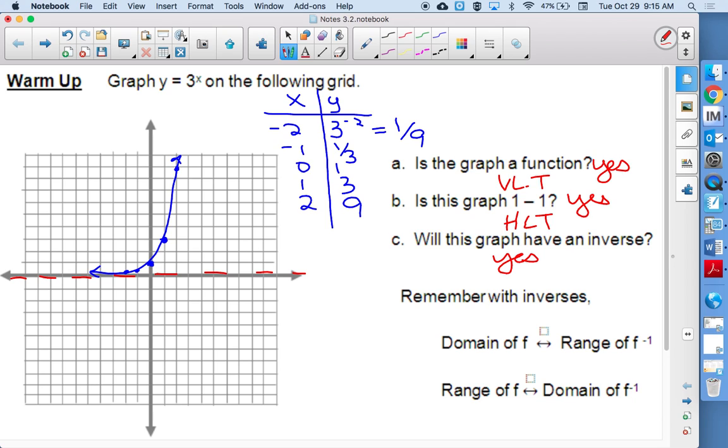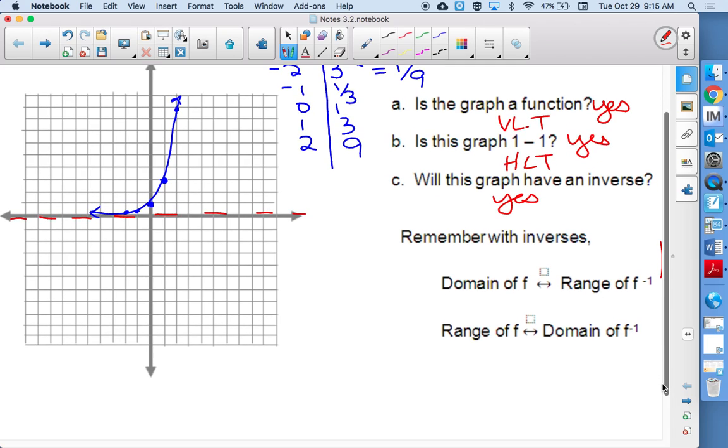Other questions? Underneath it, just as a little reminder about inverses. Remember, inverses are found by switching x and y. So if you're switching x and y, the domain of f becomes the range of the inverse, because domain is your x, therefore it becomes the y in the inverse. The range becomes the domain, or the y becomes the x in the inverse. So our regular function, the x, y values switch when we're looking at the inverse.